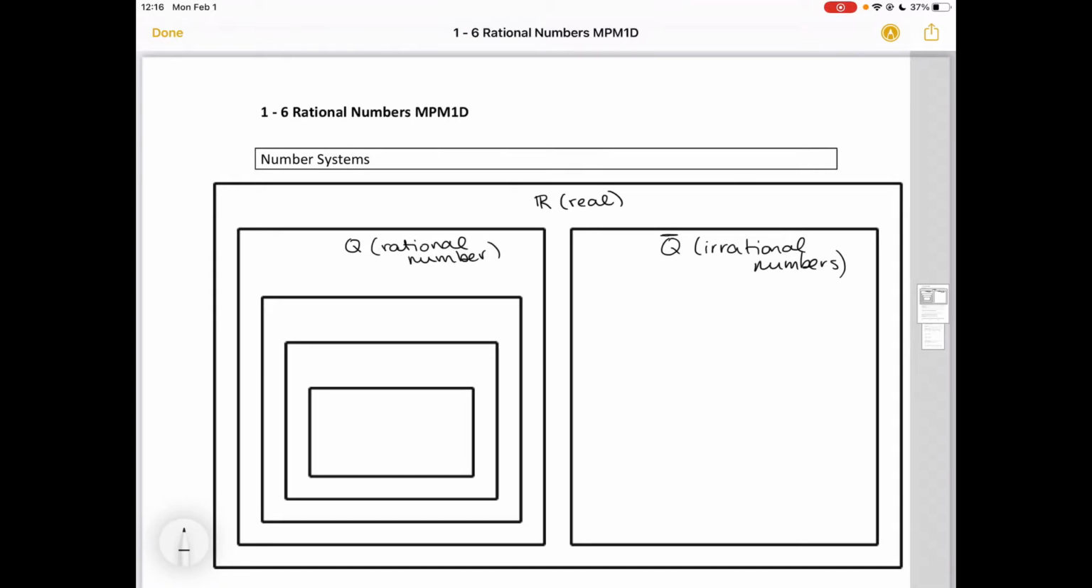Within our rational number set, we have some more subsets that we've been talking about. So we have our integer number set. Within our integers, we have our whole numbers. And within our whole numbers, we have our natural numbers that sort of started off our whole thing. So if you remember, natural numbers are 1, 2, 3, etc. Whole numbers are the same, except they start at 0. Integers include negative numbers.